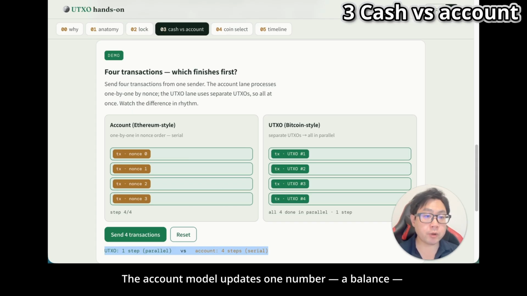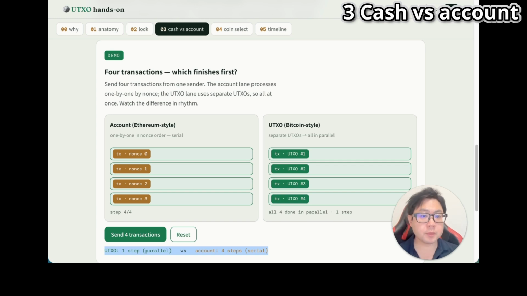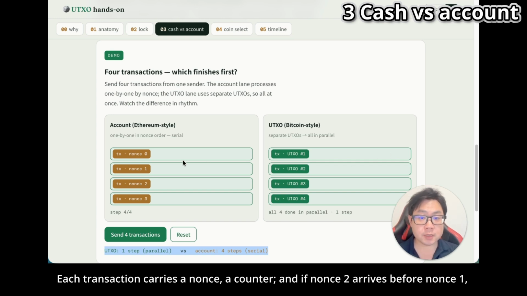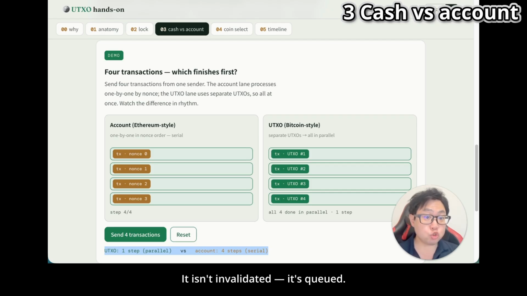The account model updates one number, a balance. So, for safety, it must process them strictly in order. Each transaction carries a nonce, a counter, and if nonce 2 arrives before nonce 1, it just waits until nonce 1 is done. It isn't invalidated, it's queued.